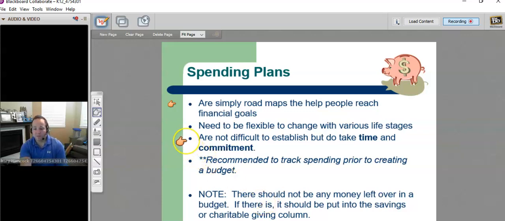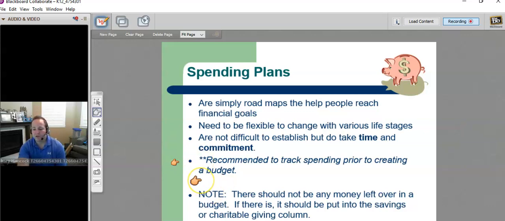The one thing is, they're not difficult to establish, but they take time and commitment. You have to be like, okay, I'm going to sit down every week and at least go over my finances and make sure I'm at a good spot.